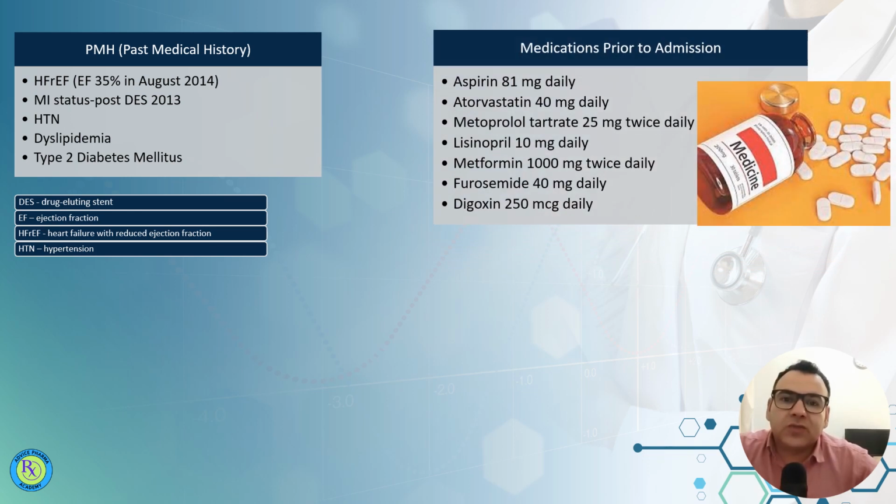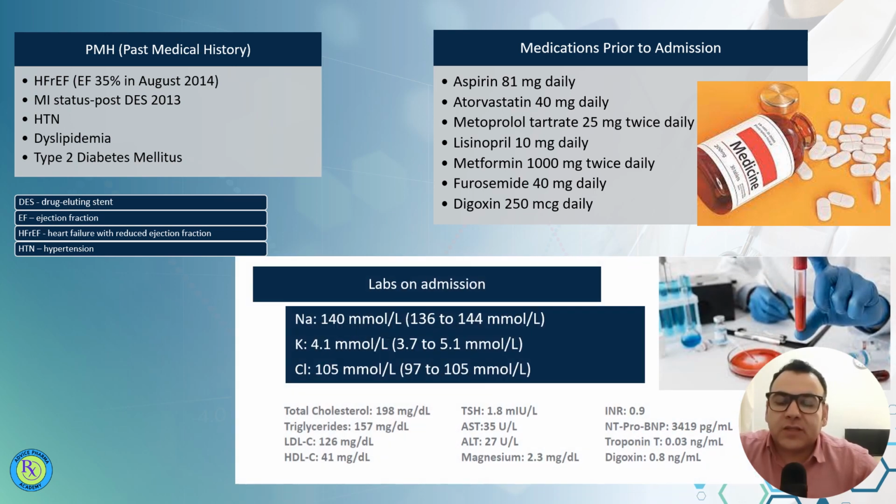His medication list includes aspirin, atorvastatin 40, metoprolol tartrate 25 mg twice daily, lisinopril 10 mg, metformin 1000 mg twice daily, furosemide 40 mg daily, and digoxin 250 mcg. His lab results, including sodium, potassium, and chloride, are within normal range. His NT-proBNP is very high, above 2000, and it is normal for patients with heart failure to have elevated NT-proBNP as a biomarker. Most of the blood results are within normal.